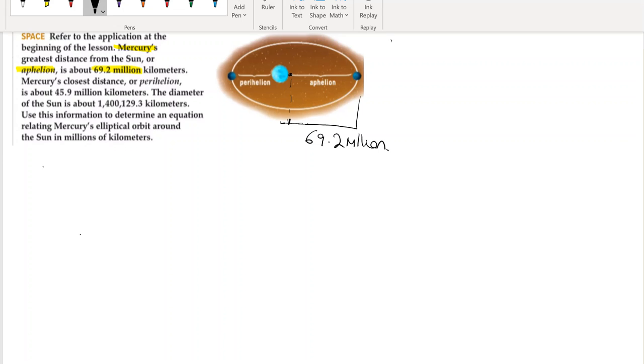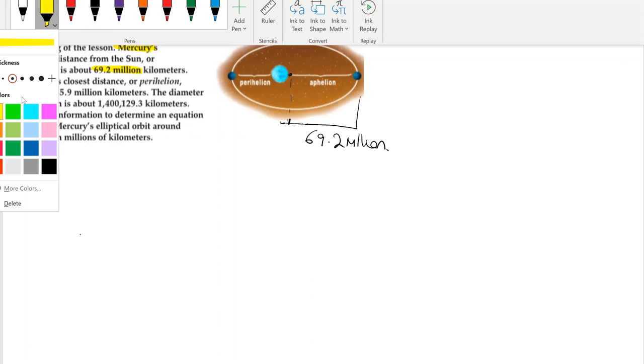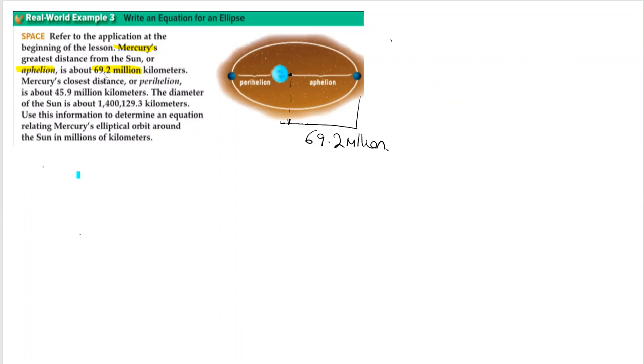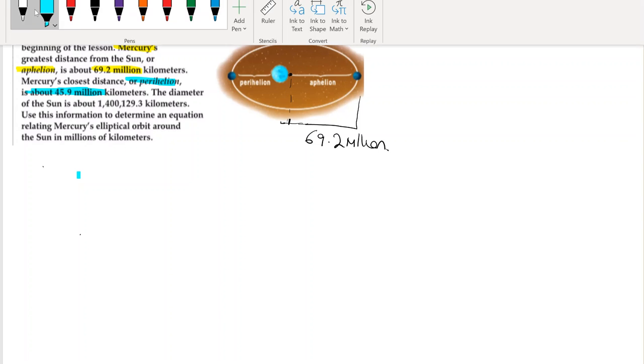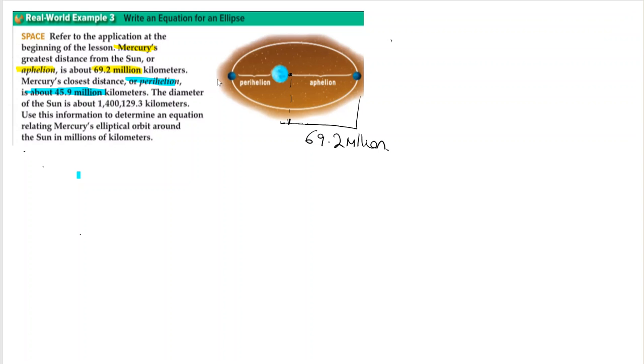Okay, and then the next part. So it says Mercury's closest distance is going to be 45. So from here, this is going to be to this point here. So this is going to be 45.9 million.